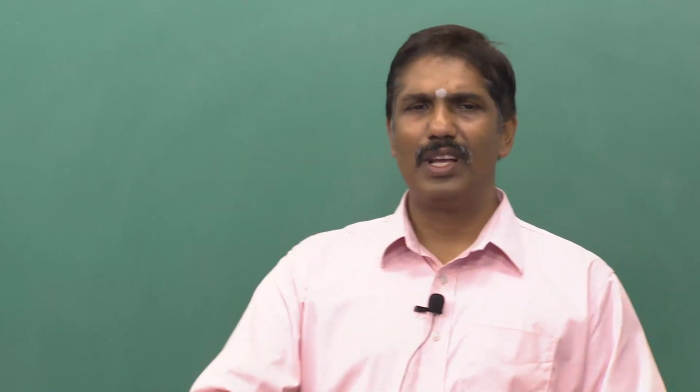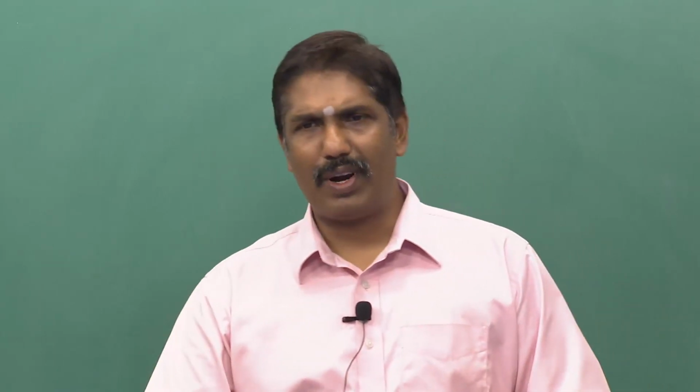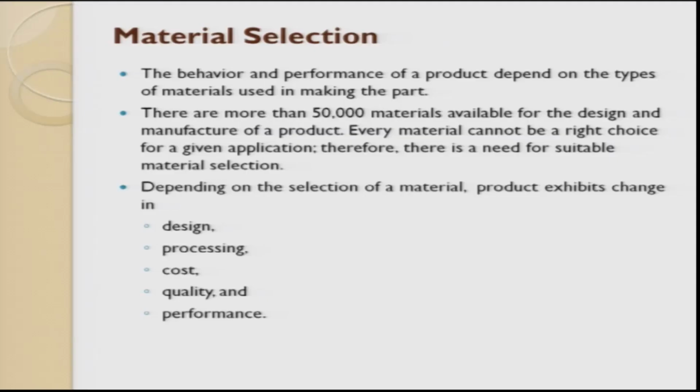So here, the behavior and the performance. Performance is how good the product performs or how happy is the customer. So performance of a product depends on the type of material used in the product. There are more than 50,000 materials available for design and manufacturing of a product today. The spectrum is very large. Gone are those days when you had only 3 parts, 4 parts, or 4 different materials. We chose that and started making it. People thought this part, which is a structural component, has to be made out of steel, and it is now replaced by polymer matrix composite.